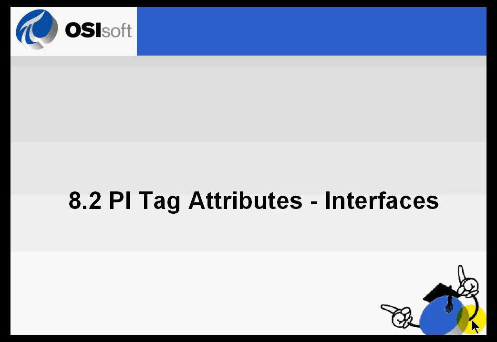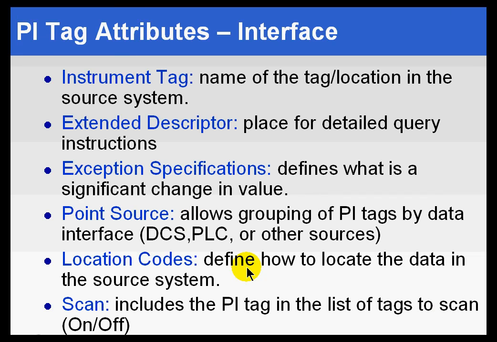Section 8.2, PI tag attributes, interfaces. Well, this begins a very long topic. We need to discuss the attributes that go into configuring a PI tag such that the interface will be able to collect data properly from the data source.